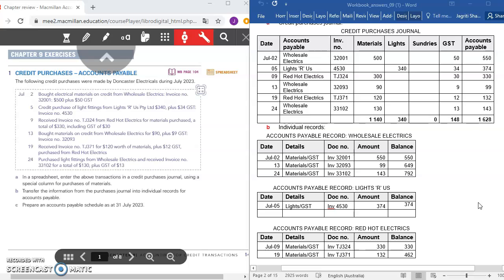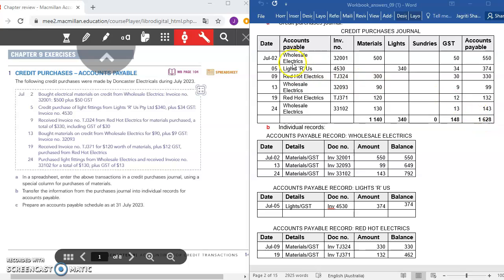Okay, now I'm not going to look at this here, I'm just going to look at my credit purchases journal and put down the entries here. Let's look at Wholesale Electrics first. Wholesale Electrics was July 2nd, first entry. So on 2nd July I purchased materials, invoice number this, total amount $550 and balance is $550. I don't need to separate GST and materials here, I can just put the amount from this column. This is the column amount that I'm going to take.